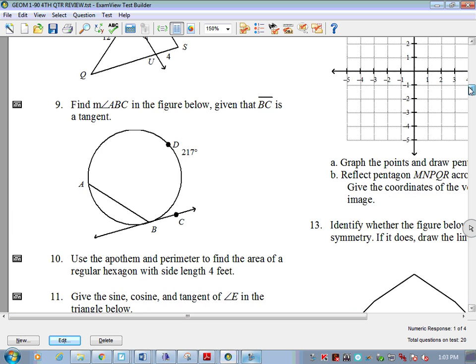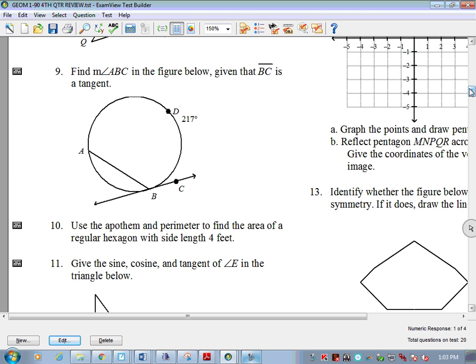Number 9. Find the measure of angle ABC given below, given that BC is tangent. This one is really simple, but again, people are still forgetting how to do these. If I just want to find ABC based upon the information I'm given, what am I going to do? Divide what by 2? 217 divided by 2.